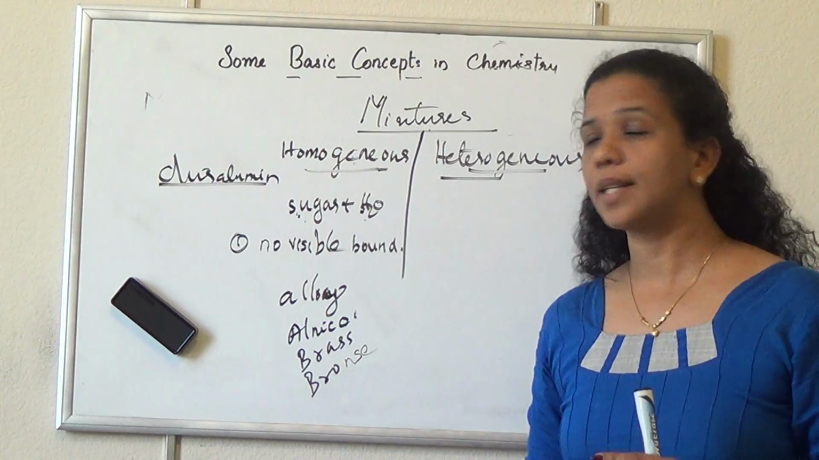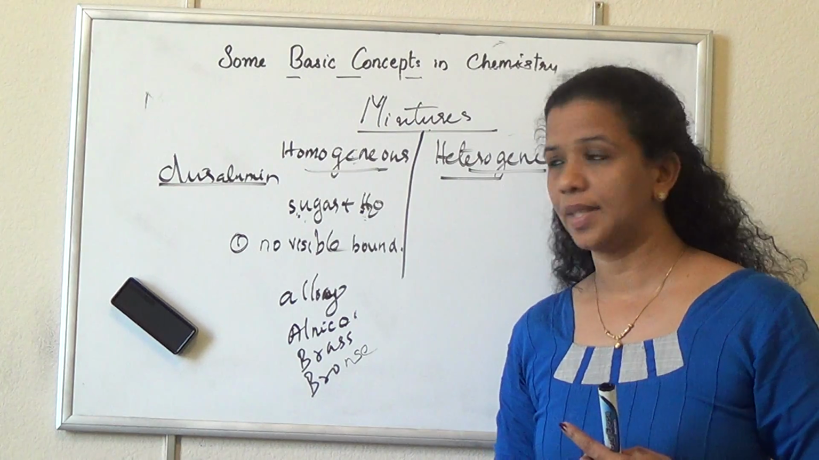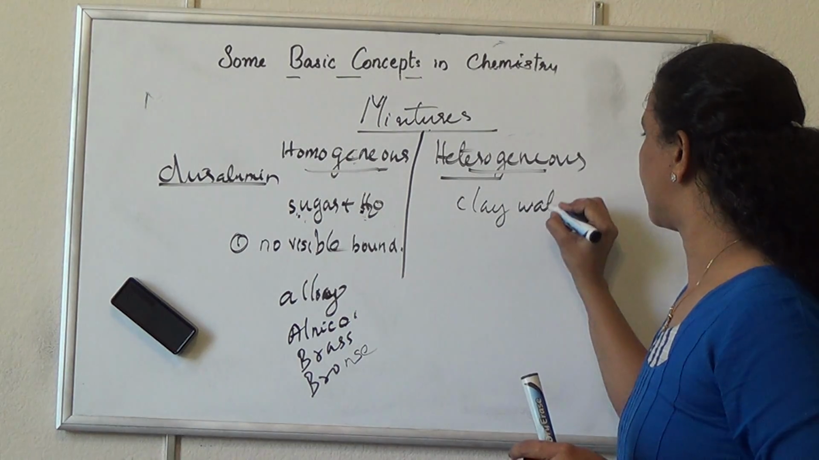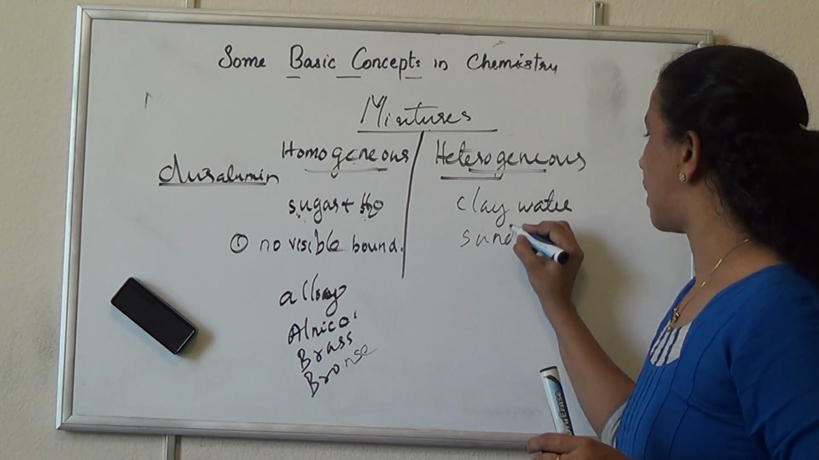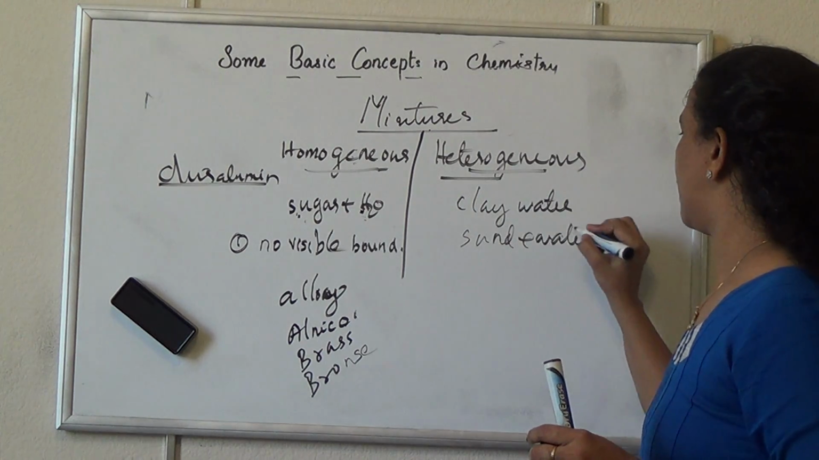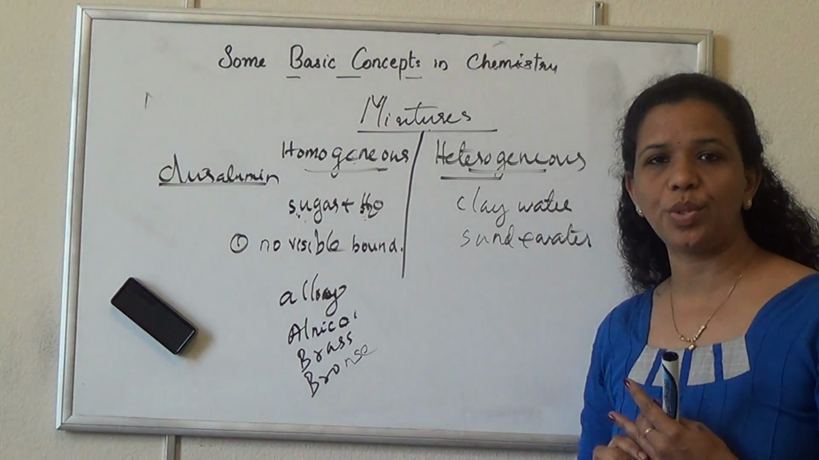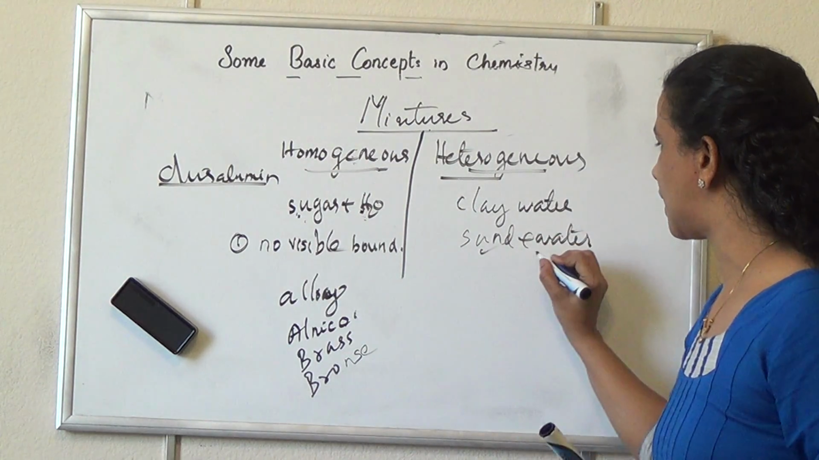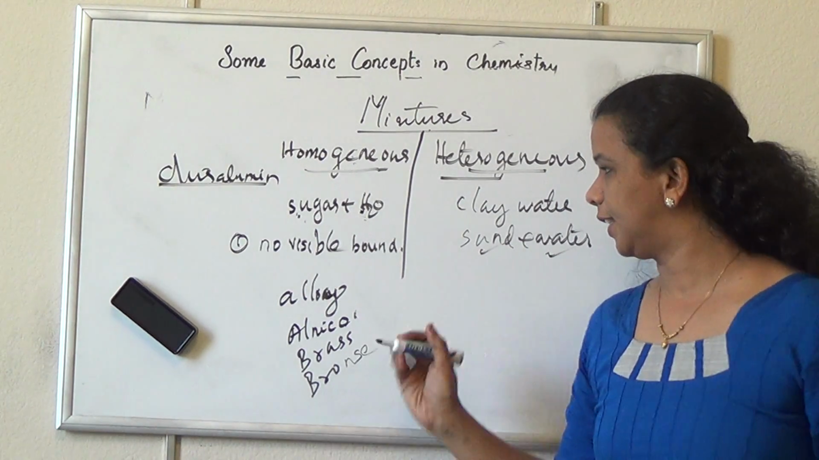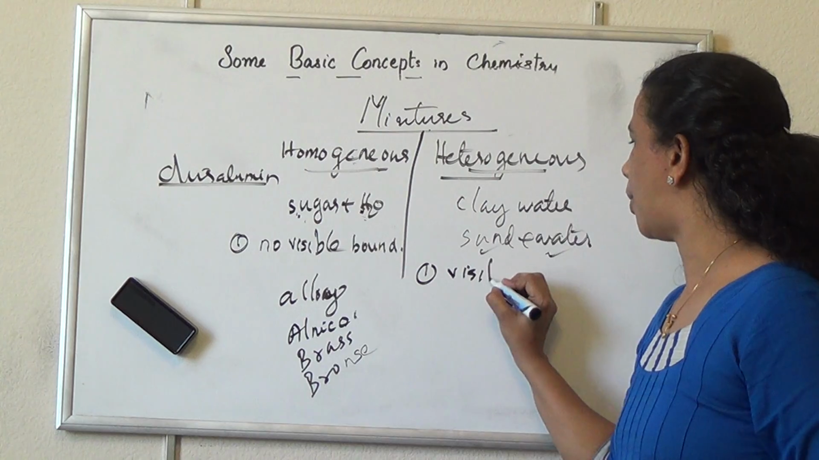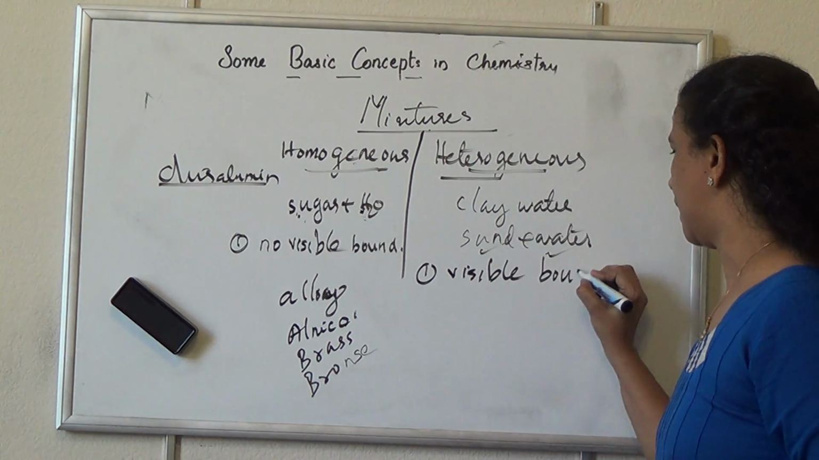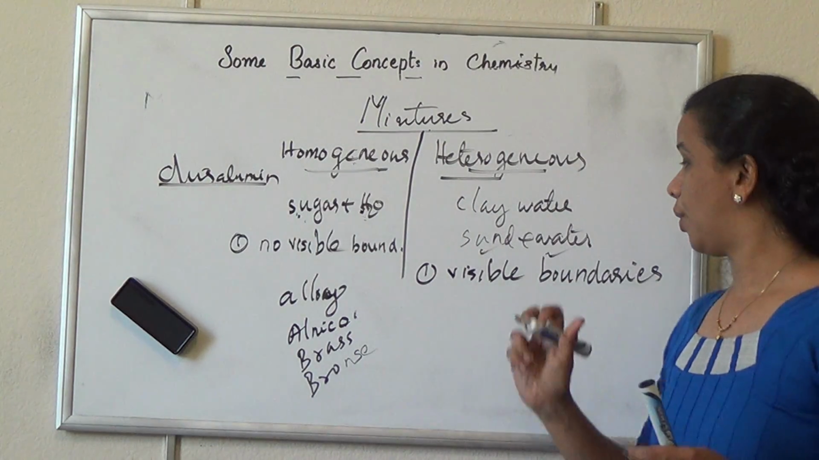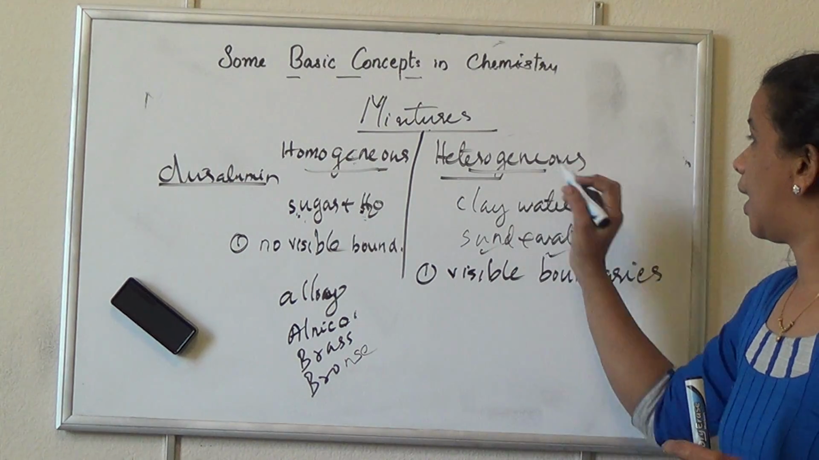The very simple example is sugar solution. Otherwise, clay water, or we add some sand to water. All these are examples of heterogeneous mixtures. If we add some sand particles to water, we can see the sand and we can see the water separately. That is, there are visible boundaries between the components. When the boundaries are visible, we can observe that object. So that's an example of heterogeneous.